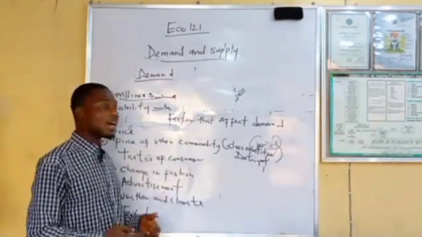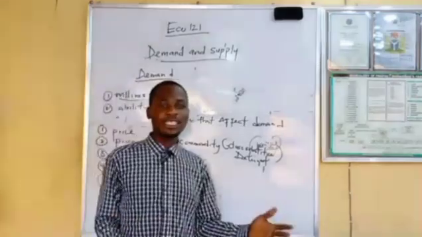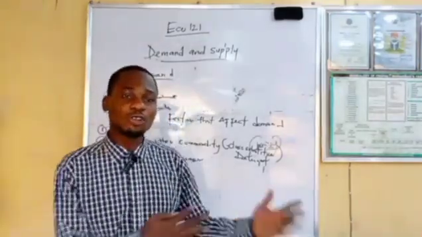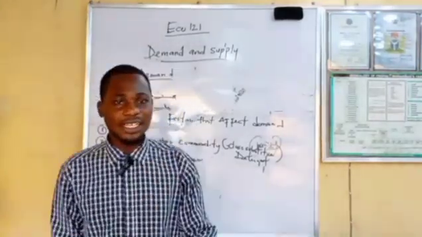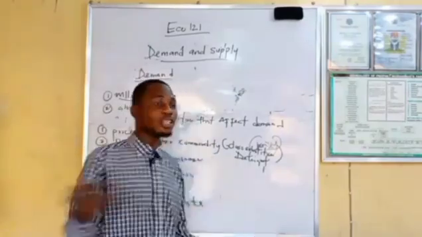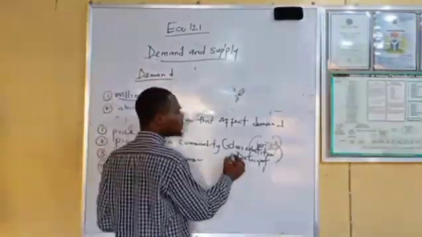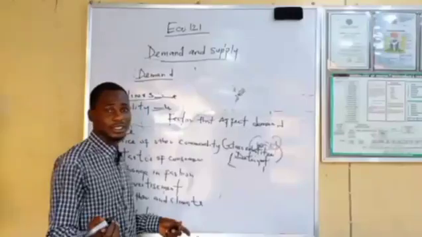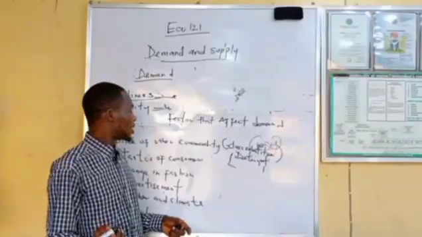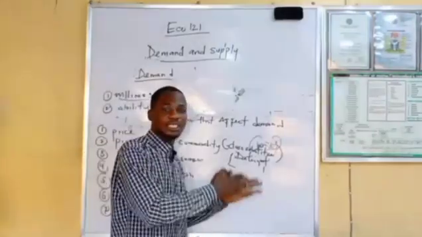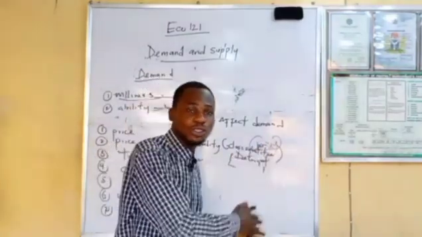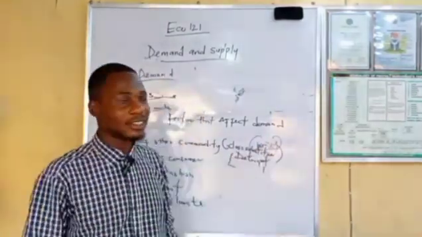We have detergents. Now, if one commodity is too high to purchase, we go for the other. For example, under detergent, we have different types of detergent that we use. If one is not affordable to be used, then you go for the other.